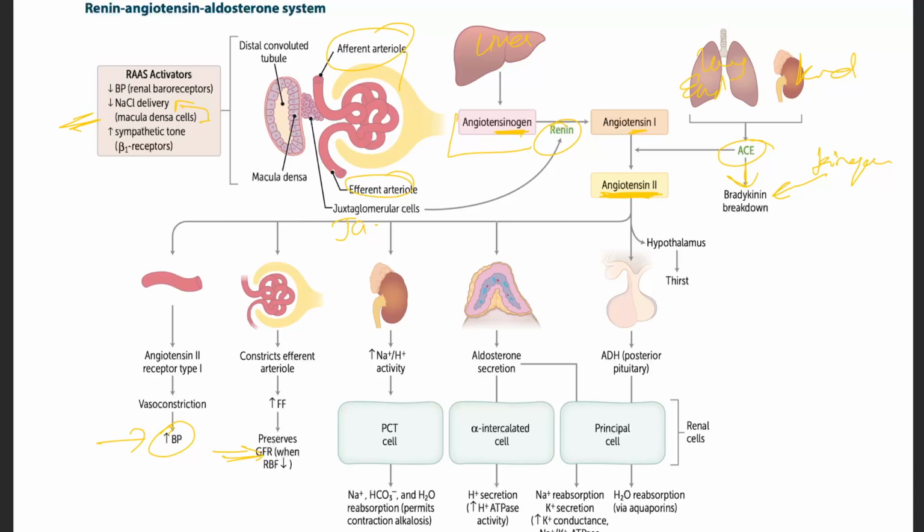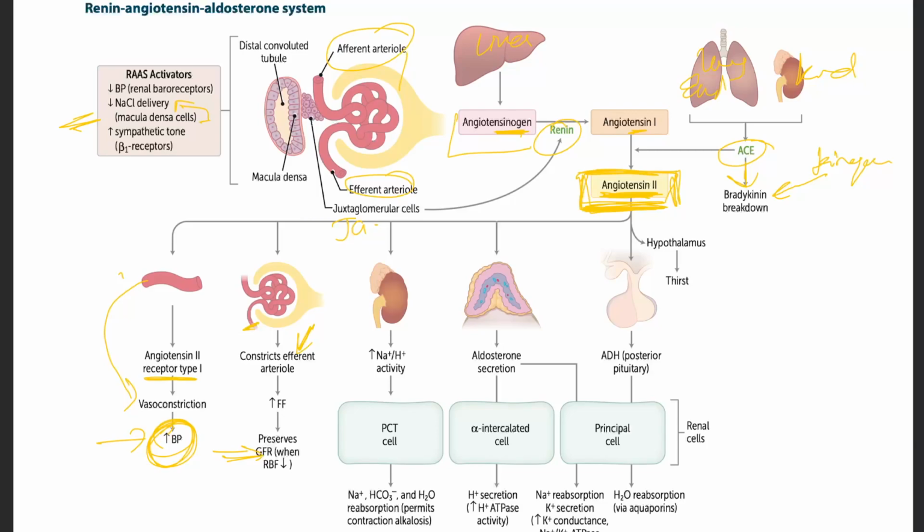So now we have formed, as I mentioned, angiotensin 2. Now all of it, just remember angiotensin 2 now here. Angiotensin 2 is going to work on all of this. It's going to work on the blood vessels, which have the receptor for angiotensin receptor type 1, causing vasoconstriction of these blood vessels and increasing the blood pressure. Second thing, it constricts the efferent arteriole.